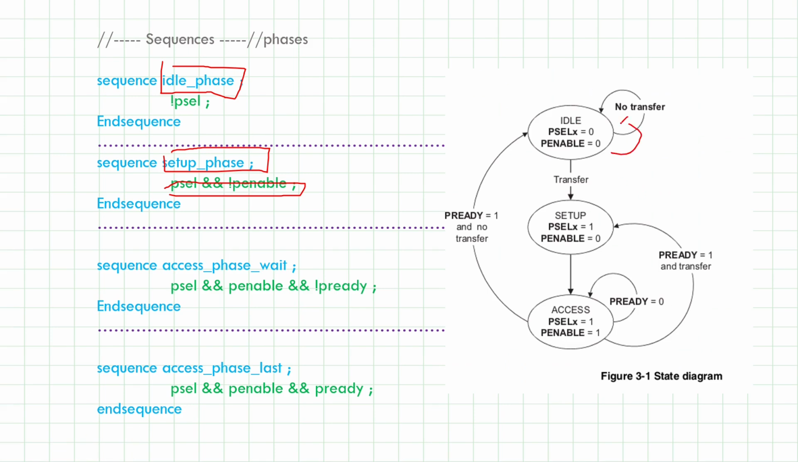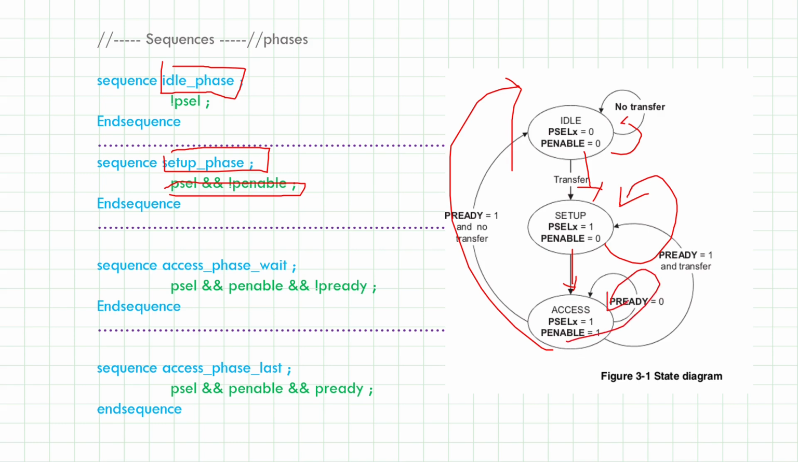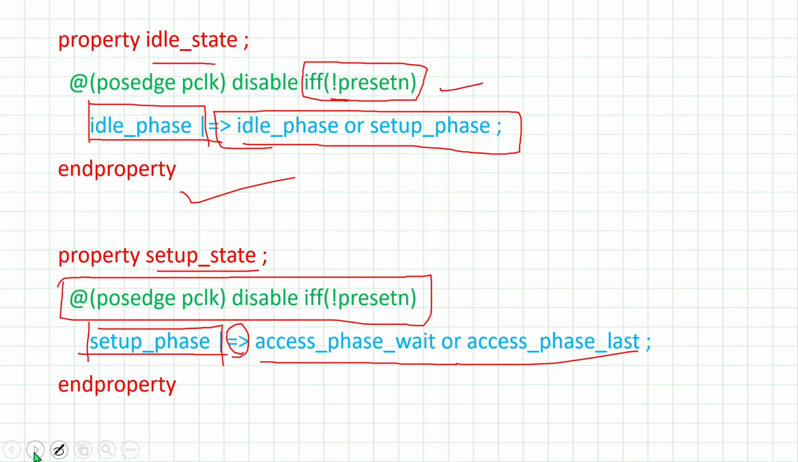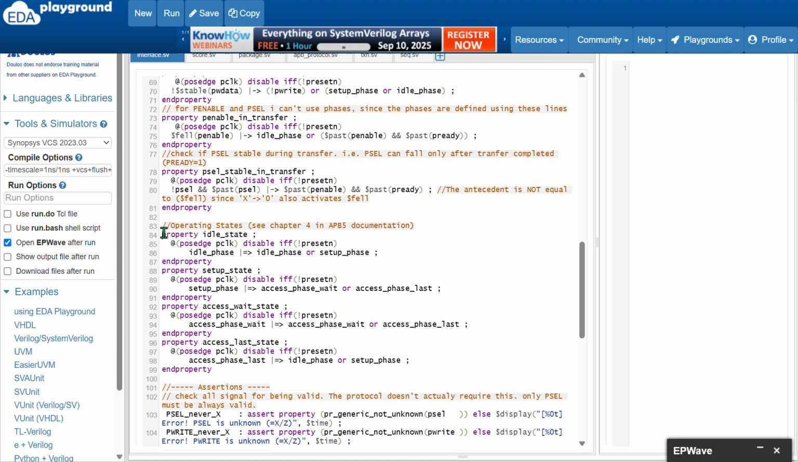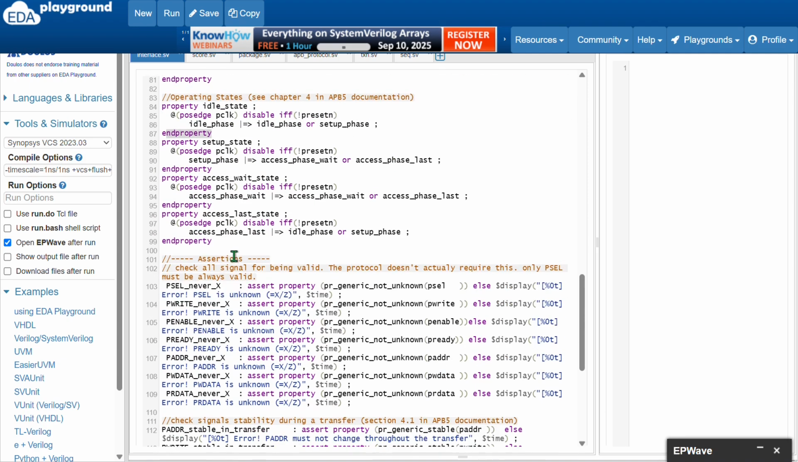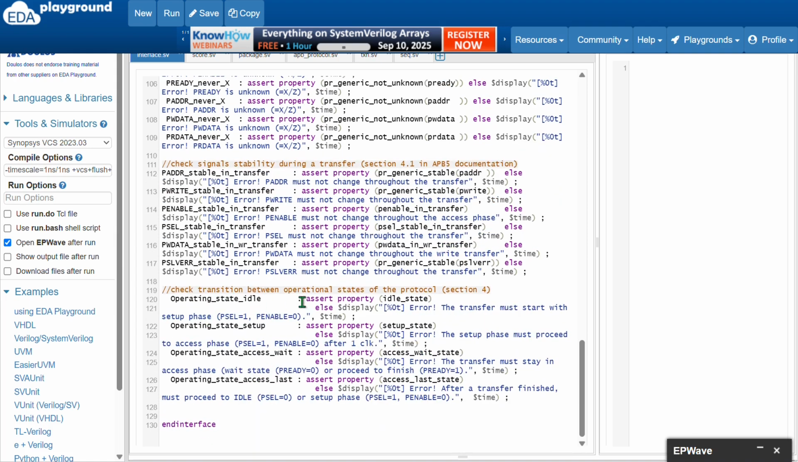First the idle condition: we check that either we go to idle or it goes to our setup phase. For setup phase, either it goes to access wait or it goes to the setup phase. Similarly for access, either it goes to idle or it remains in the access phase. So this condition we check with the help of assertions. This is property idle state, property, and you can write assert idle state, assert property setup phase, or assert property access state. If this is not true, then we will get an error display, or if it is true, then there will be no display.